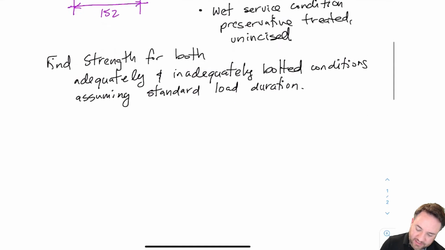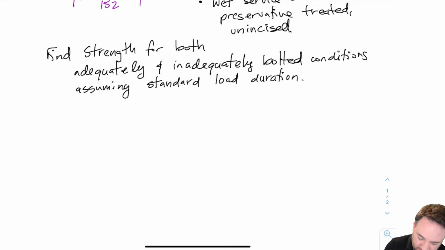So it already says here that we are assuming a standard load duration. So that means that KD equals 1.0. In real life, of course, we would have probably multiple different load combinations here. So we would be calculating multiple different strengths, one for each associated load duration factor.